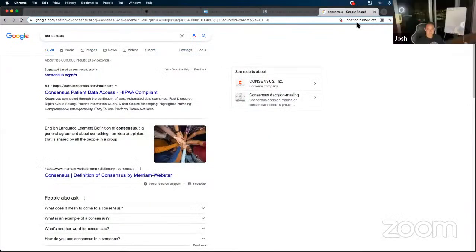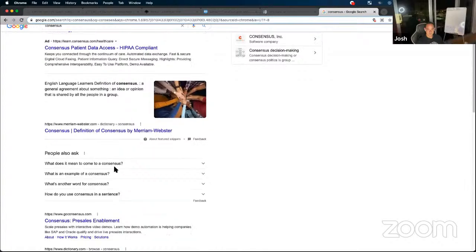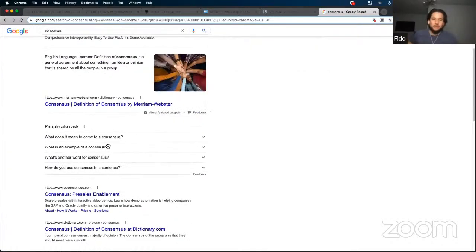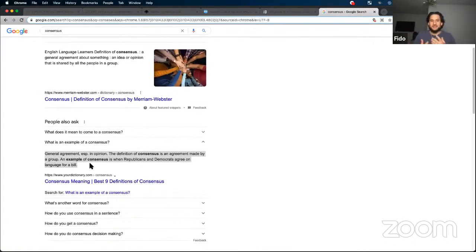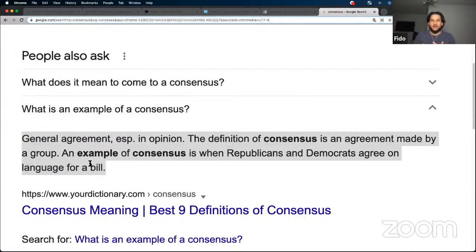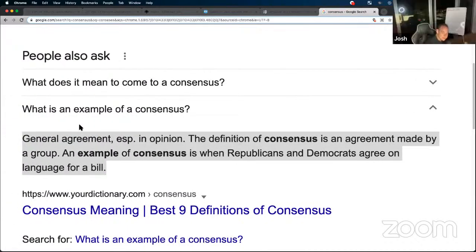I didn't hear you, Fido. Could you repeat that? So to frame it, at that point you're talking about people coming together and coming to a decision as to whether or not that should be deleted, right? Yeah, exactly. So in English, the definition of the word consensus means a general agreement in opinion. The definition of a consensus is an agreement made by a group.